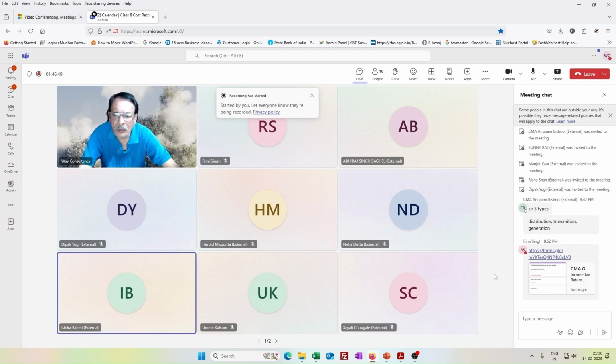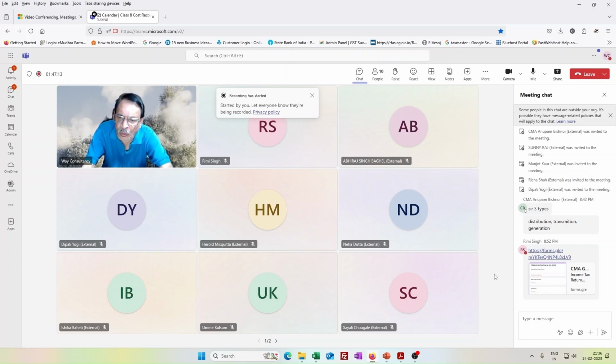Sir, will today's class be uploaded on YouTube or not? Today's class will be uploaded on YouTube, but I cannot share the Excel data. Okay, sir. You have to know only the procedure, how the data has been generated and the annexure prepared. That is the only thing you have to know, not the exact data. And I will give that data to everybody for practice. Okay.